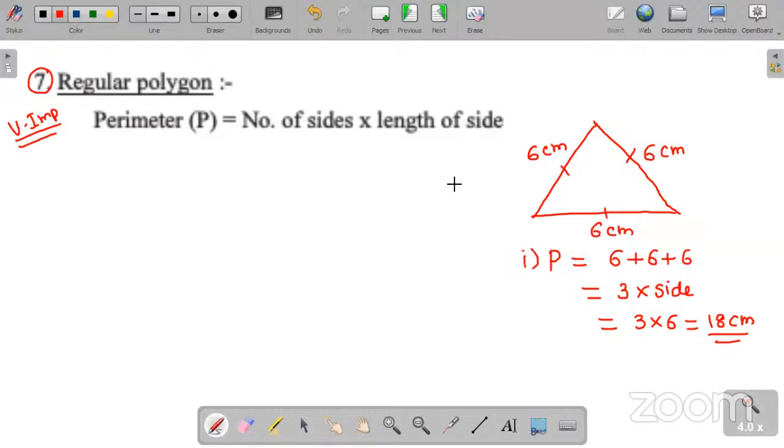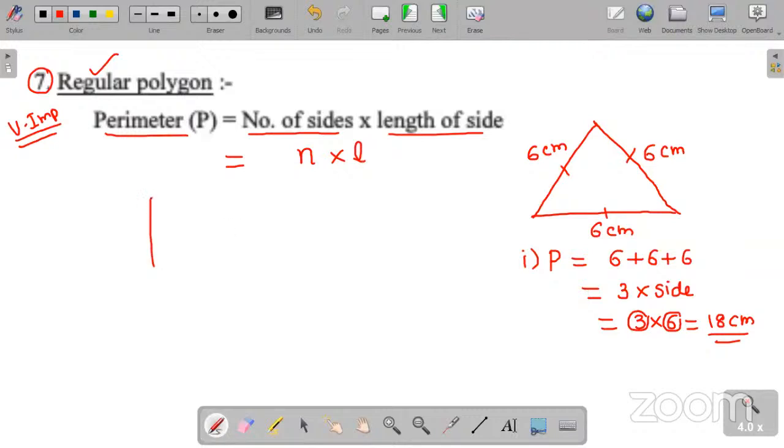I hope you have got an idea of what is meant by a regular polygon. A regular polygon means all the lengths of the sides are equal. So the perimeter is equal to the number of sides into the length of the side. Here the number of sides is 3, and the length is 6. So the number of sides we can say is n, and for example the length of the side is L, so the perimeter is n into L.